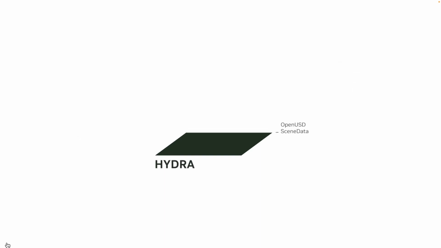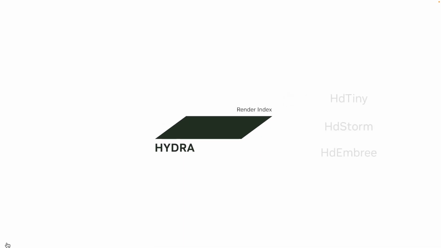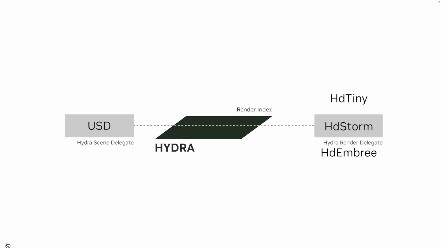Hydra operates on one or more scene delegates, which is a hierarchical representation of the scene data. It processes the scene delegates into an abstract renderable scene, which the render delegates can use to generate rendering instructions tailored for the specific rendering backend. This approach decouples the scene data from the rendering backend, allowing for flexibility and extensibility. Hydra supports various render delegate plugins, enabling developers to create custom rendering backends or extend existing ones.